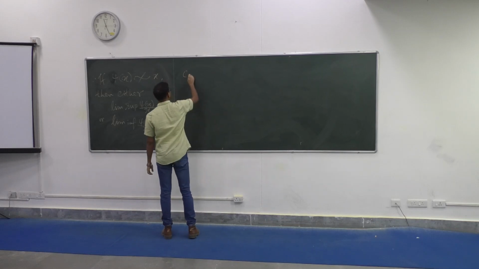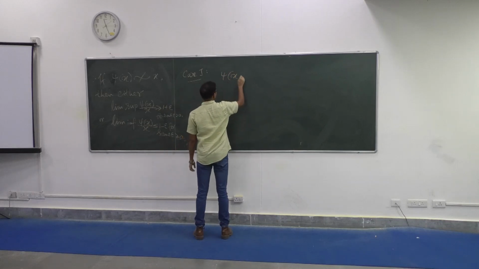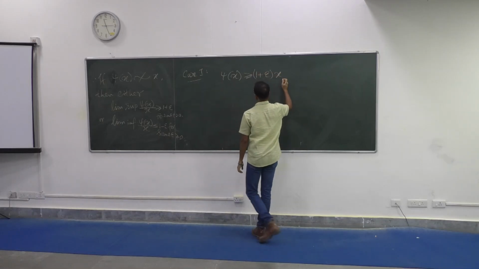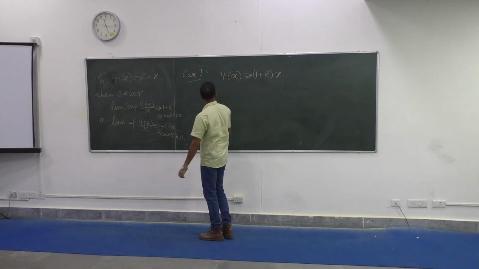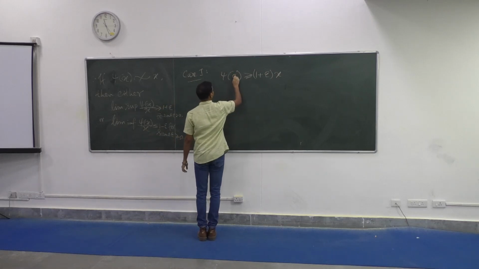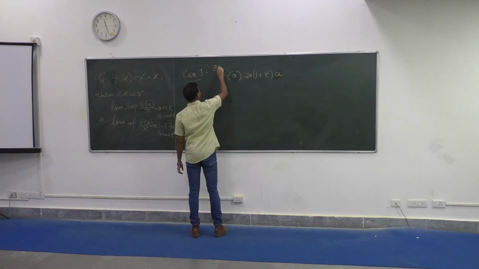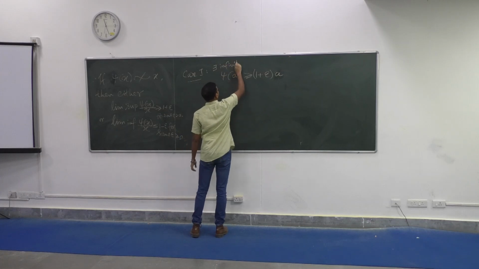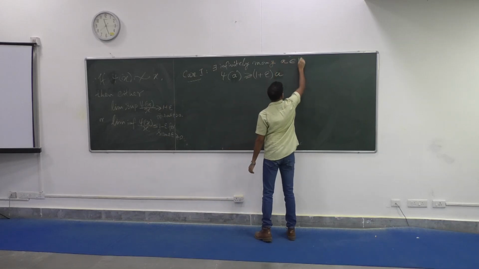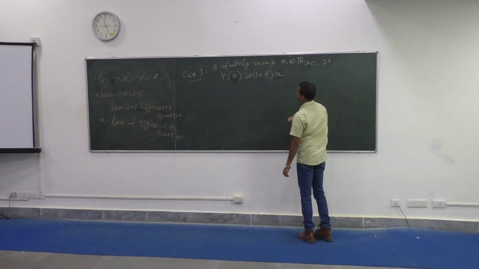In the first case, psi x is larger than or equal to 1 plus epsilon times x. The lim sup being at least this means that there are infinitely many values of x such that this happens. There exist such x, such that we have this.